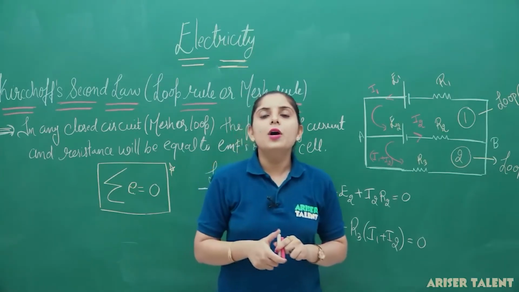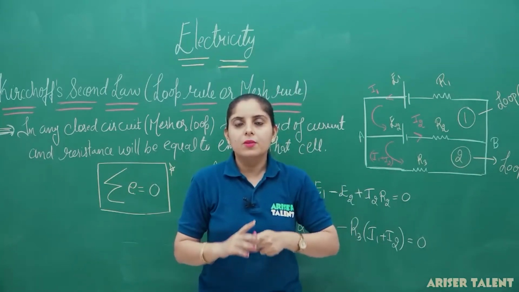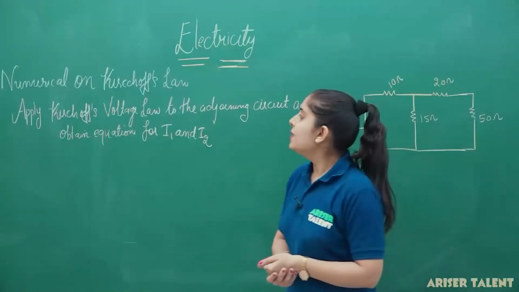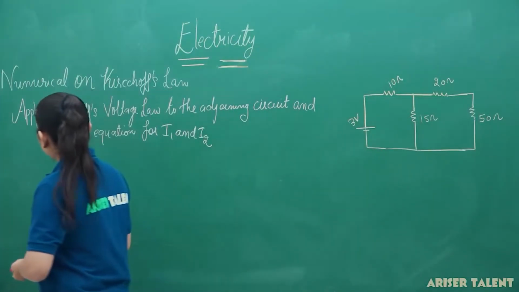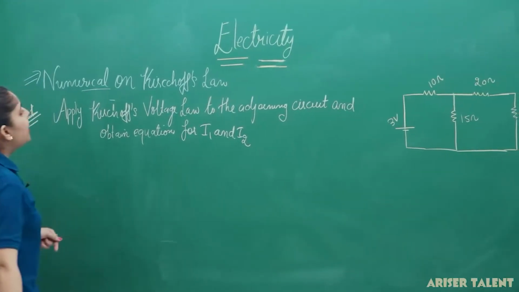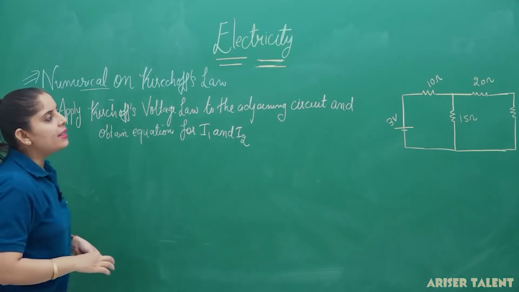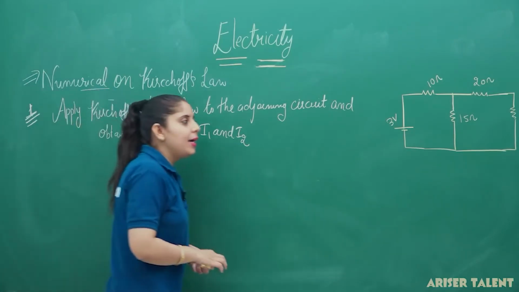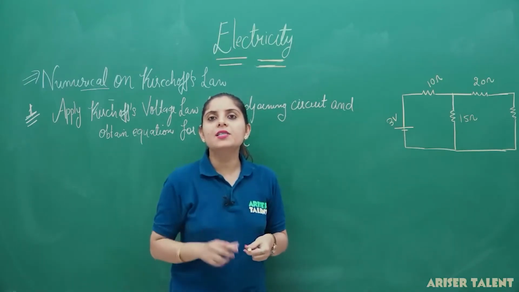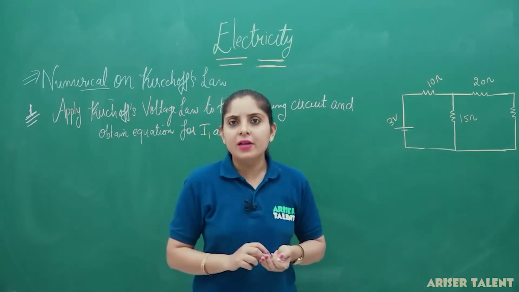Now, let's do a numerical problem on this topic. So, this topic has been clear to you. Let's do a question here. This is our numerical that is completely based upon Kirchhoff's law, and what you have to do here: apply Kirchhoff's voltage law to the adjoining circuit and obtain the equations for I1 and I2. So, you have to obtain the equations for I1 and I2, and the first step is to mark the direction of the current in the circuit.